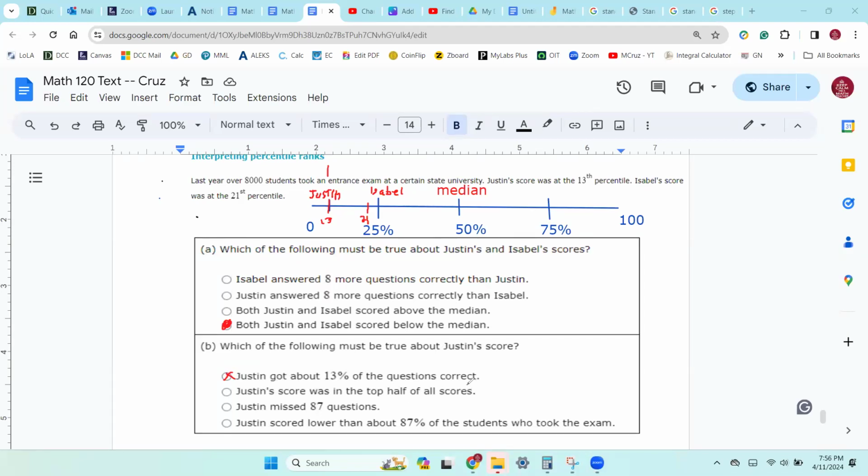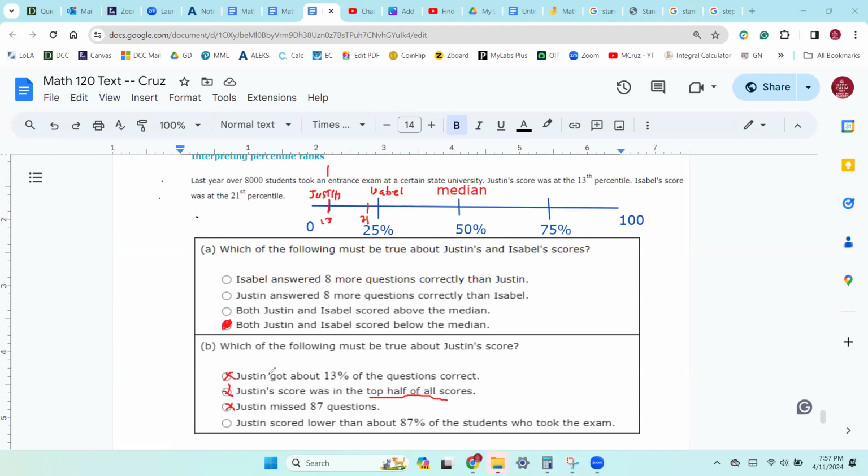But here's one that's promising. Justin is in the top half of all the scores. Is he up here? No, he's down here. So not that one. And this is the same kind of thing. They're taking advantage of the idea that there's a 13 there, and we're so used to complements that 13 from 100 would give you 87. But again, we don't know how many questions were on there.